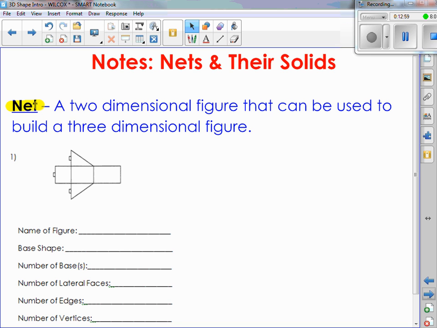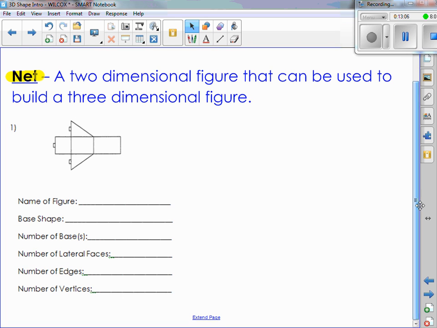All right, the next page, a net. A net is a 2-dimensional figure that can be used to build a 3-dimensional figure. So right now, I'm looking at the net. It's just 2-dimensional pieces, triangles and rectangles. But if I wanted to, I could cut this net out, fold it up, tape it, glue it, whatever, and I could make this a 3D figure. So that's what we're trying to think about. What would this net form if I were to cut it out and make it an actual 3D figure?